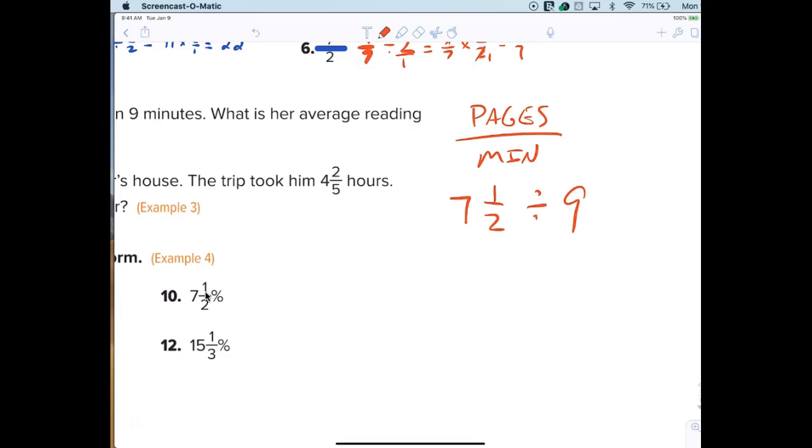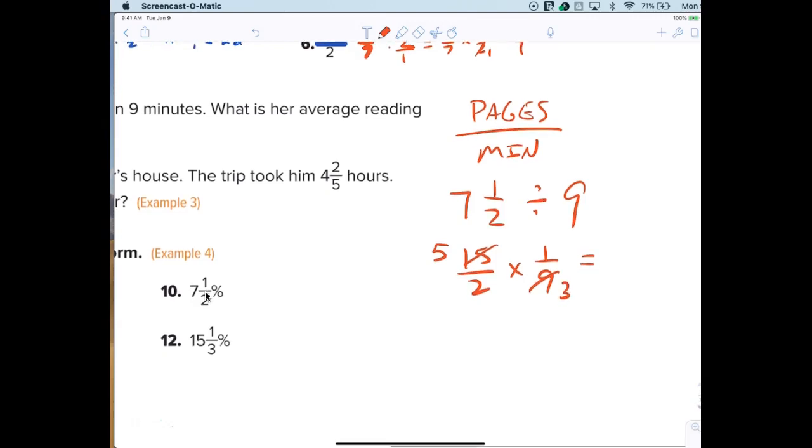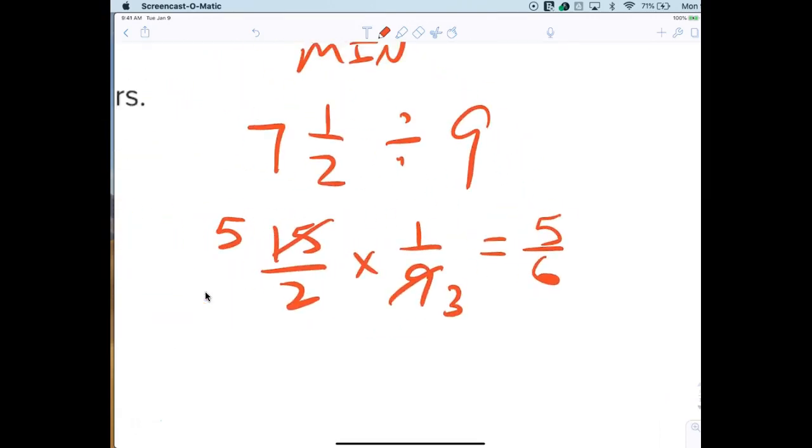7.5 converts to what improper fraction. Austin. Thank you, sir. 15 over 2. Division becomes what? Multiplication. 9 becomes 1/9. Beautiful, guys. Just like this. Now, what can reduce? Tell me. And that 15 becomes a 5, and the 9 becomes a 3. Final answer. 5 over 6. That means I can read 5/6 of a what? Page every what? Every minute. Come on, guys. I want it written just like that. 5/6 of a page every minute.